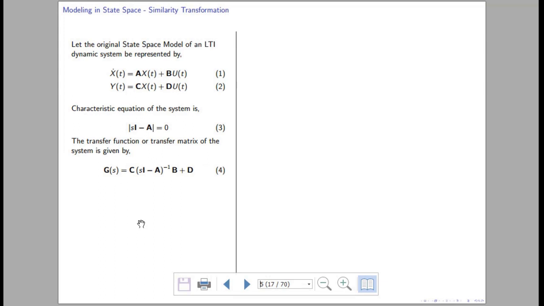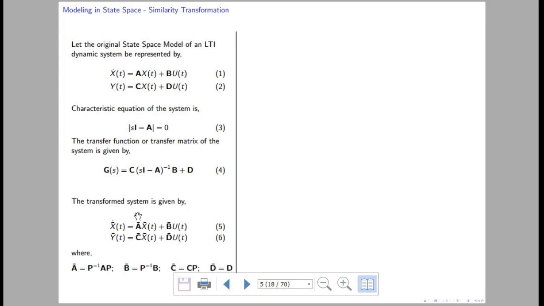Okay, right. Now let us consider the transformed system, that is x bar dot of t is equal to A bar x bar of t plus B bar u of t, and y of t is equal to C bar x bar of t plus D bar u of t. Now for this system, what is going to be the characteristic equation?